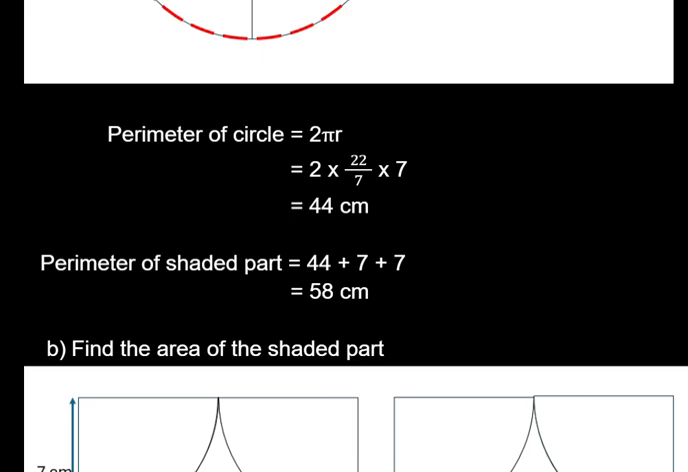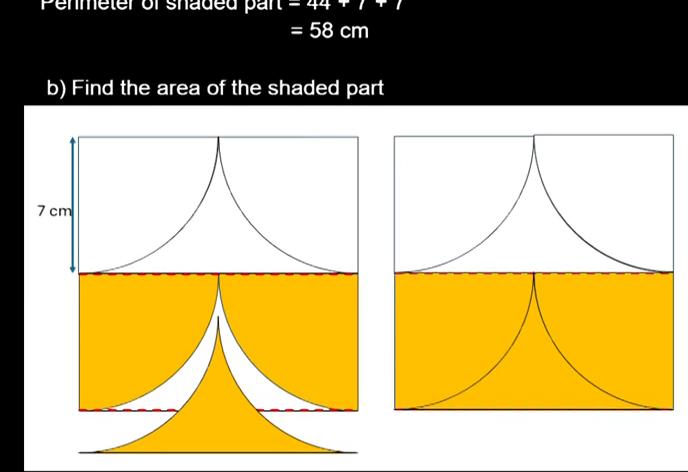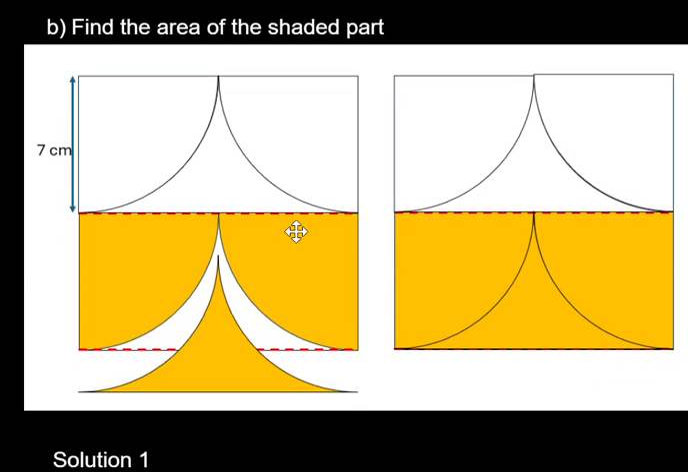Now let's look at part B. Find the area of the shaded part. What I did was I intentionally cut this part out to let you see that this little triangle shape here, if I move it up from here, I cut it out, I bring it down, actually it fits this part exactly.